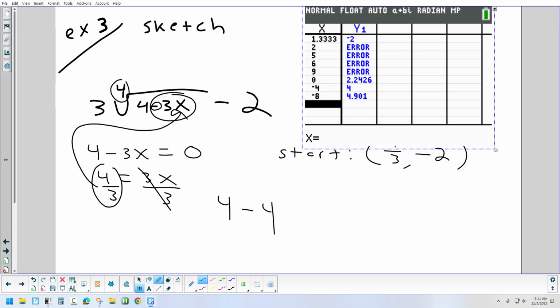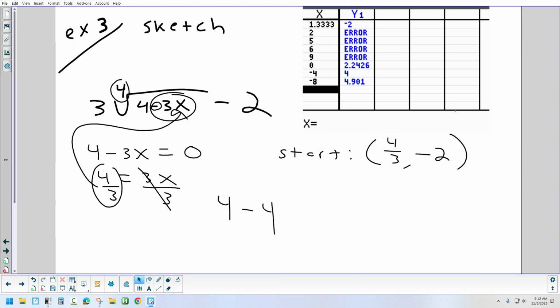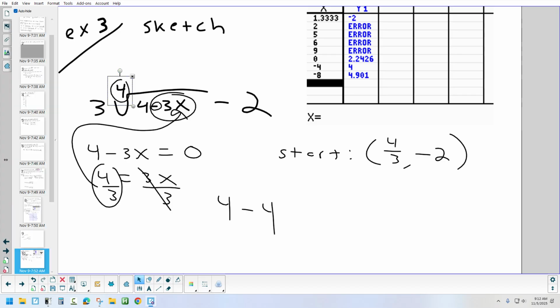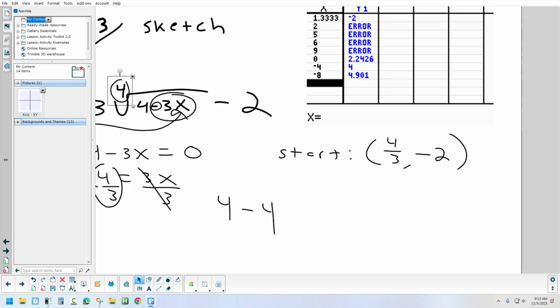Okay, so any question why I got an error when I typed in those other numbers? The other thing is if you check it, like if you plug in 5 by hand, 3 times 5 is how much? 15. And 4 minus 15 is a negative number. We're not doing roots of negative numbers if the index is even. You can't do the root of a negative number. Okay, so let's get our graph paper.